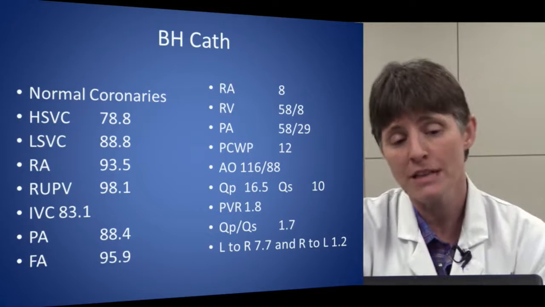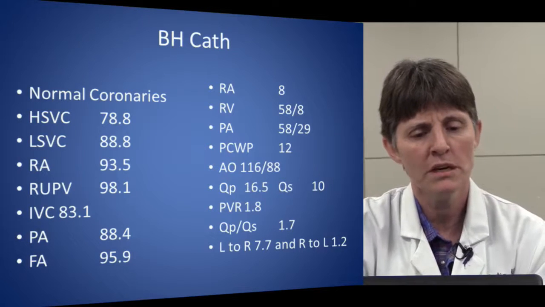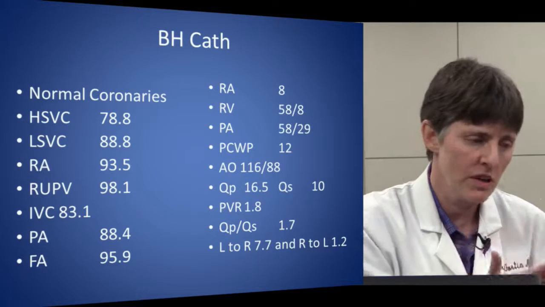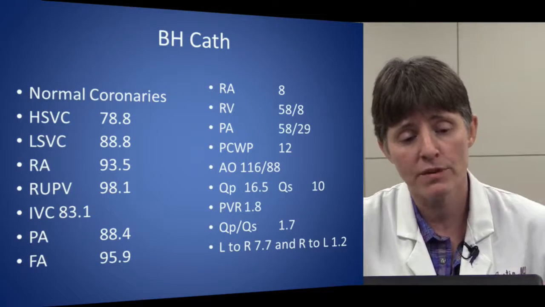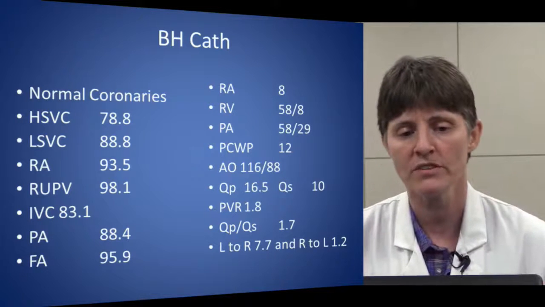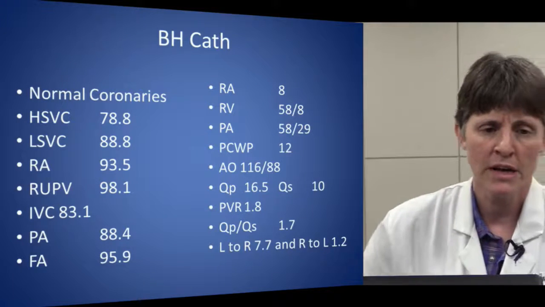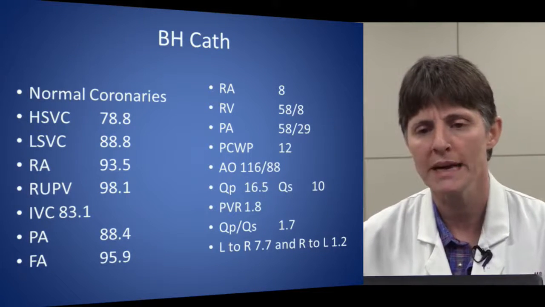IVC sat is 83, so it's high. It's higher than our SVC sat, which it should be, but it's overall high. Our PA sat, our mixed venous, we said should be 70 or 75, and it instead is 88. So it's very high, and we have normal femoral artery sats. So there's clearly a shunt here, and that step up occurs, it looks like, somewhere down near the low SVC or at the top of the right atrium.